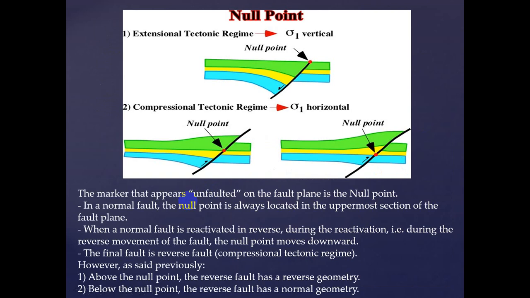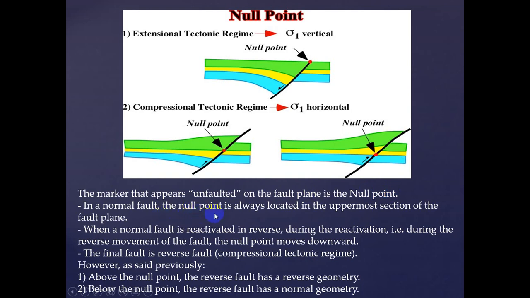We have a very important point, what's called the null point. The null point is a point on a marker without any effect of faulting. No displacement. A marker that appears unfaulted on the fault plane is a null point. Very important. You have to focus on the meaning of the null point. It is a point on a marker that indicates unfaulted, non-displacement, no offset.